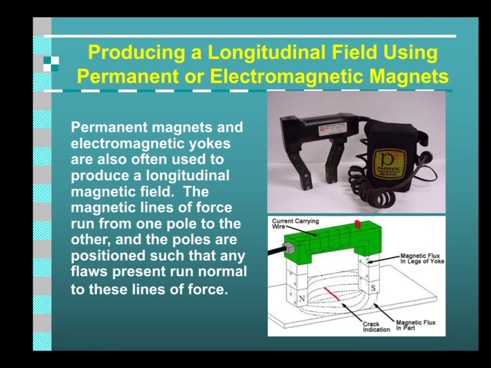Producing a longitudinal field using permanent or electromagnetic magnets. Permanent magnets and electromagnetic yokes are also often used to produce a longitudinal magnetic field. The magnetic lines of force run from one pole to the other, and the poles are positioned such that any flaws present run normal to these lines of force.